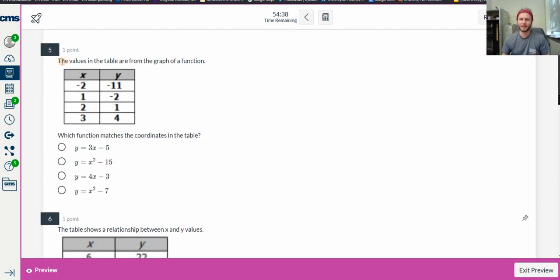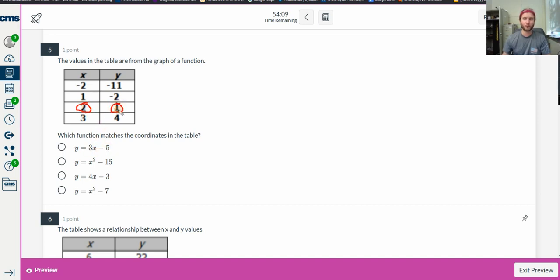For number 5, the values in this table are from the graph of a function. Which function would match these coordinates? So for this one, we did an activity briefly like this, where we had these tables and an equation followed by a graph. This was one of our worksheets last week. So all we have to do is see which of these is going to work. Somehow, a 2 became a 1, so we'll just plug it in for each of these.